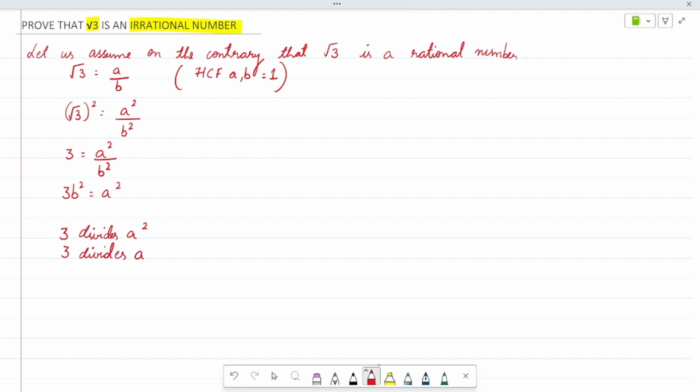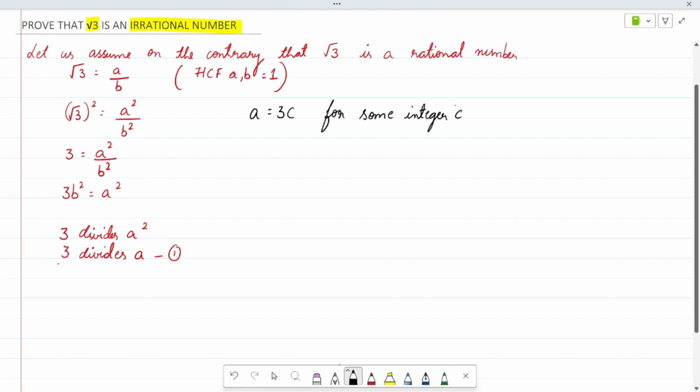So I have one of the factors, 3, because it is dividing a. Let us keep it this way. So now we know that 3 divides a. So let us consider a to be equal to 3c for some integer c. Now why am I taking this and what is the reason? How am I going to figure that out?